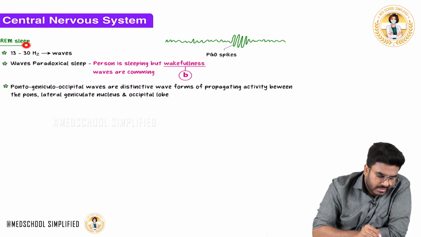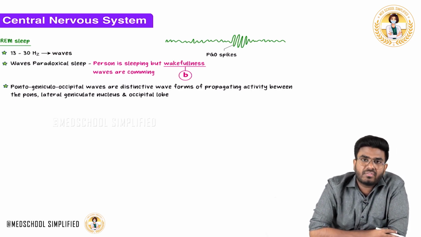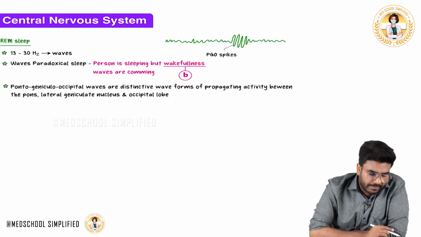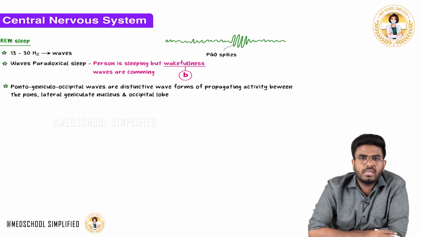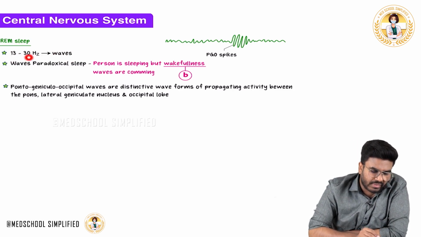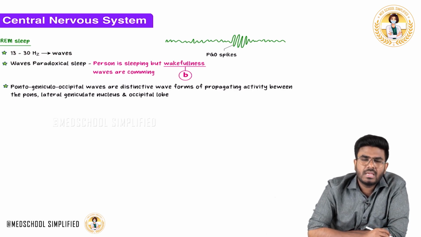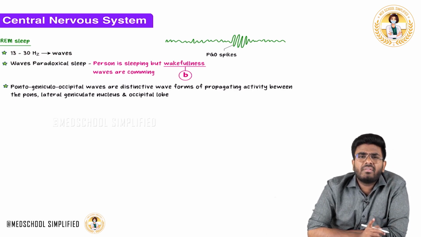Okay, so what is the frequency of REM sleep? The frequency of waves that are coming in REM sleep is 13 to 30 hertz. Now you will get a question: 13 to 30 hertz is which wave? 13 to 30 hertz is the beta wave. Now beta waves are seen when? Beta waves are seen during awakeness or wakefulness.